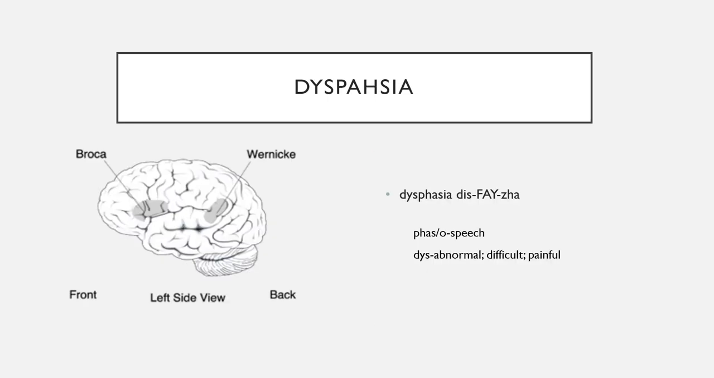Dysphasia. Ia is condition, phasia is speech, dys is abnormal or difficult. So let's start with the suffix, condition, move to the prefix, difficult, condition of abnormal, and phasio means speech, condition of abnormal, difficult, or painful speech. And the definition is actually difficult speech following a neurological injury.